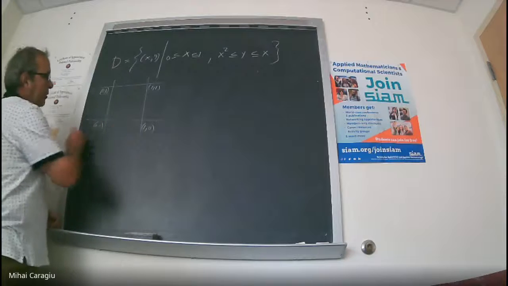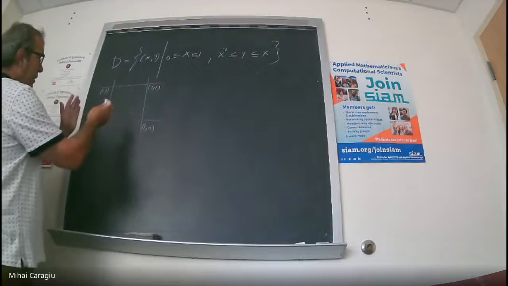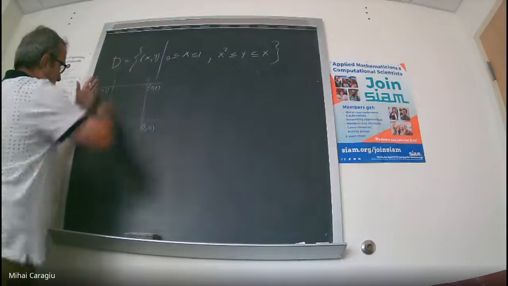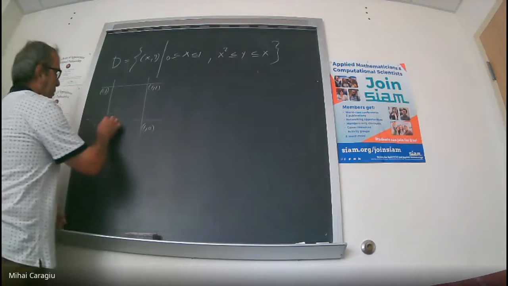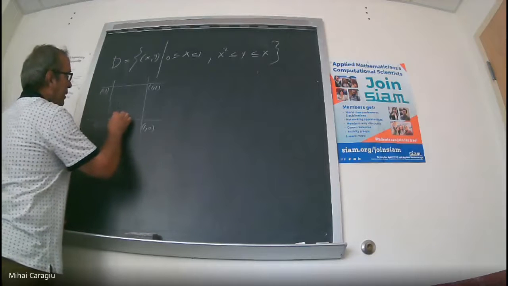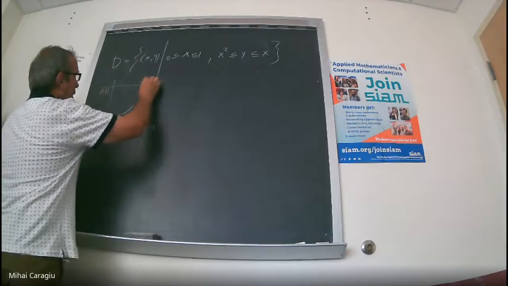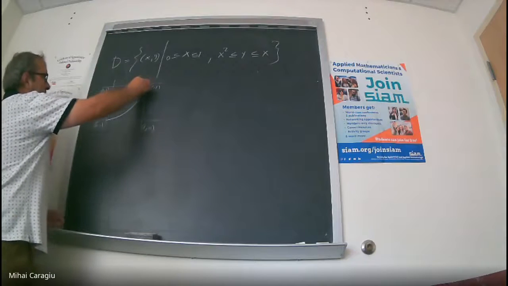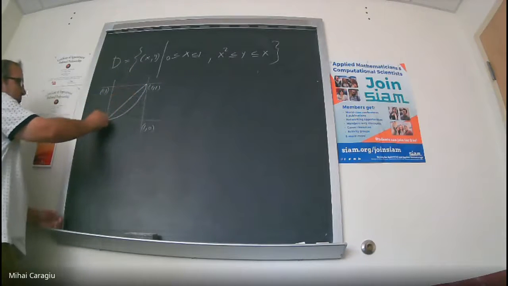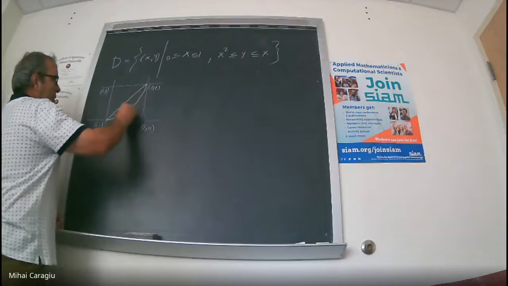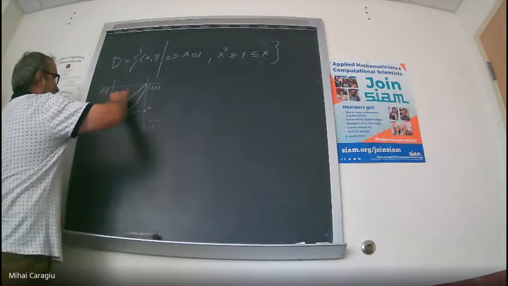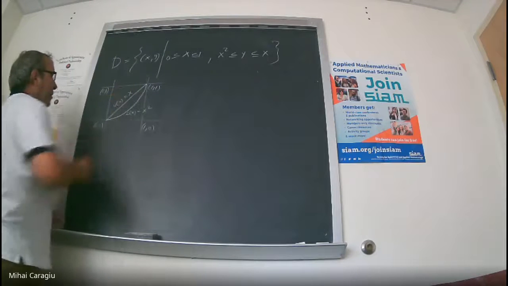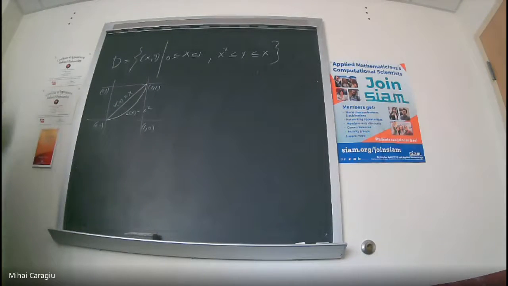X is between 0 and 1, so we are only allowed to live in this vertical strip between x equals 0 and x equals 1. And y is between x squared and x. So the lower function is x squared, and the upper function is x. So in this case, low of x is x squared, and u of x equals x, because if x is between 0 and 1, x squared is less than or equal to x always.